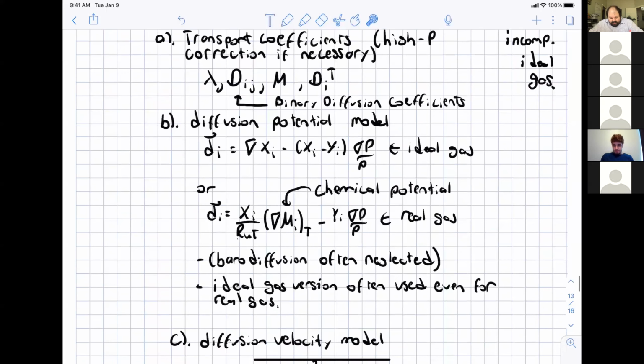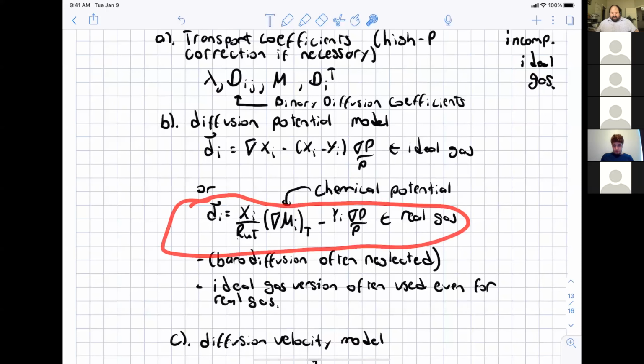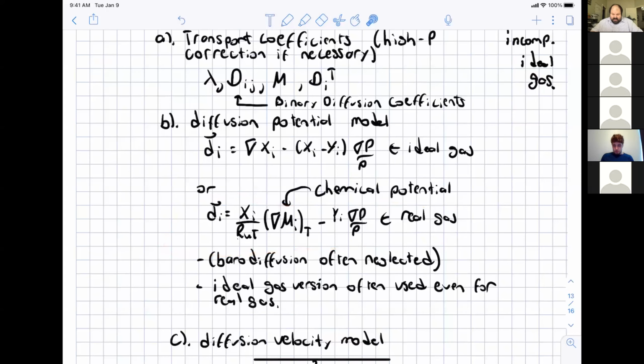Then, if you're using mixture average diffusion, you need a diffusion potential model. So remember that the diffusion potential for an ideal gas was just the gradient of the mole fraction, times xi minus yi times grad p over p. Or if you have a real gas, you need to use this form here, which you will be getting experience with in the homework. And this barodiffusion term here is often neglected, but not always. I list these here as a choice, even though physically, if you have a real gas, this is the more correct form to use.